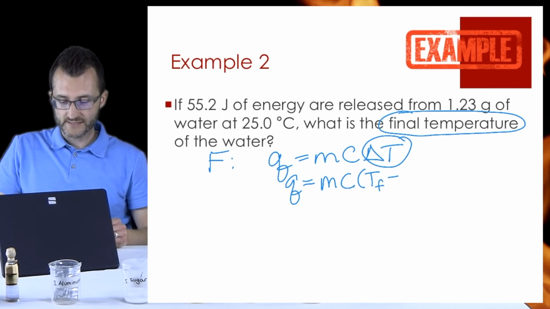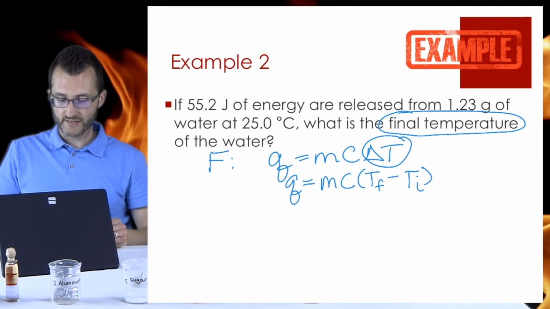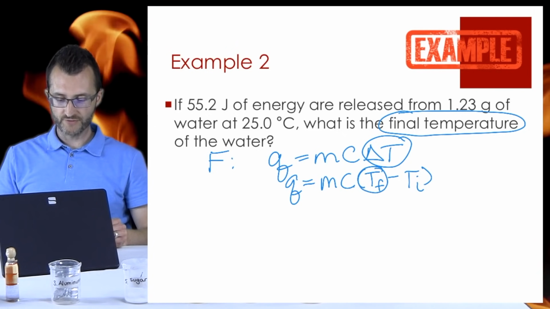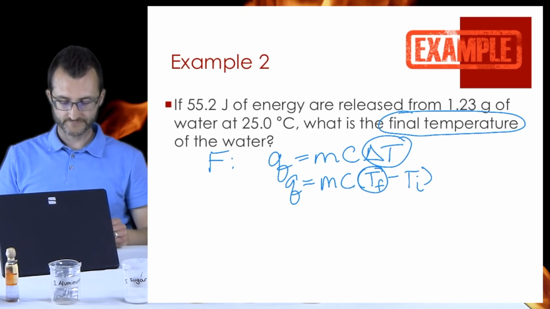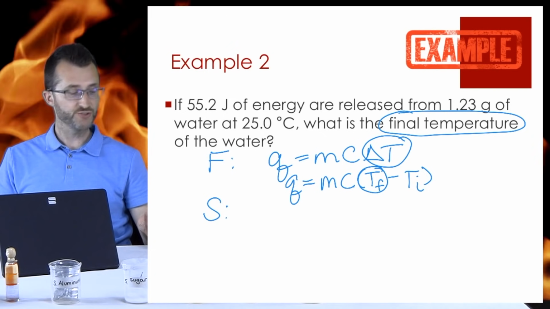Perfect. Minus Ti for initial temperature. That makes sense. Let's go with that. So the final temperature is what I'm actually trying to solve for. Awesome. All right, so I think we got our formula good. Let's do the substitution, or S part of this. All right, so I'm solving for Tf, so I actually should have Q this time, right?